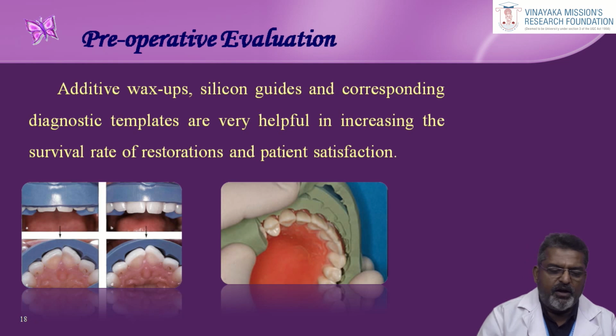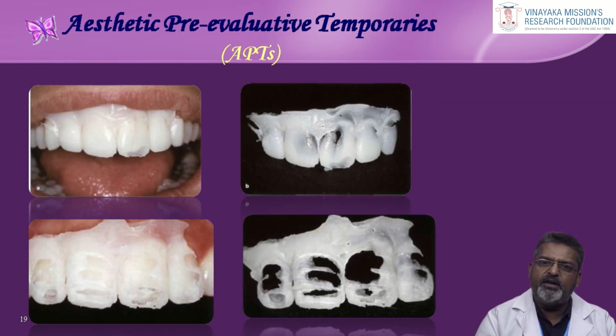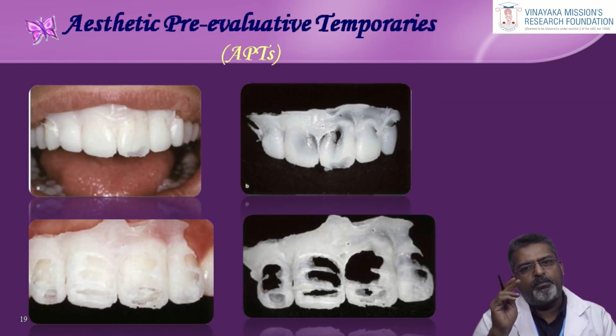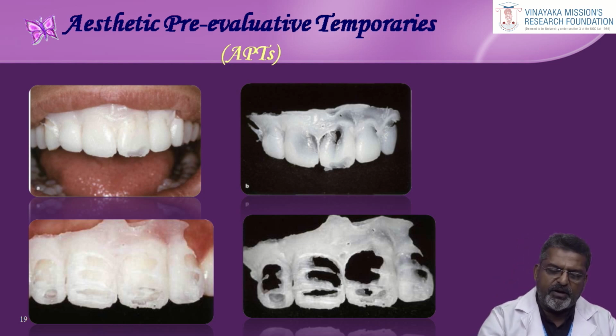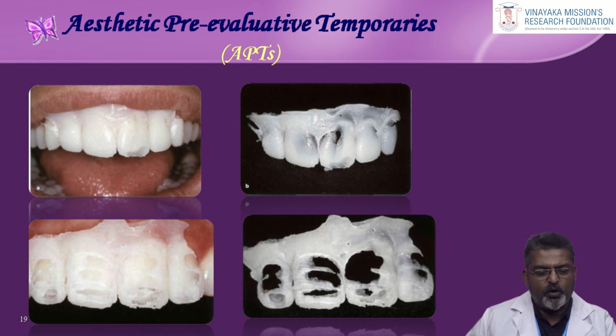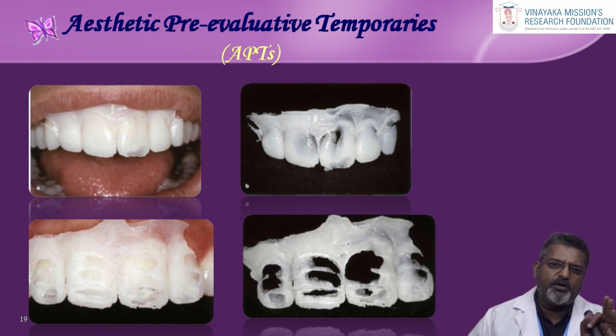Now you can see here you have a temporary in the patient's mouth. You place it into the patient's mouth and then you do the preparation. So what is the advantage of doing the preparation over your restoration? The temporary is going to be the thickness of your restoration, because you have done your pre-evaluative designing, digital or it can be a wax mock-up. So that is going to be the thickness of your restoration, right.